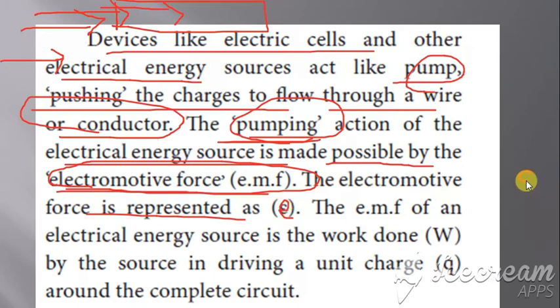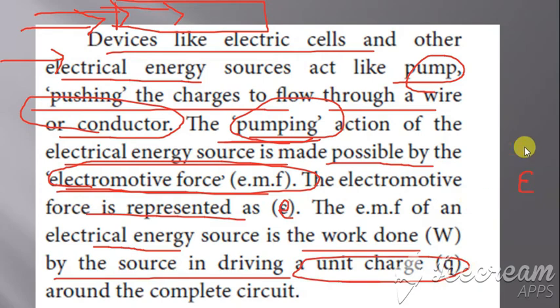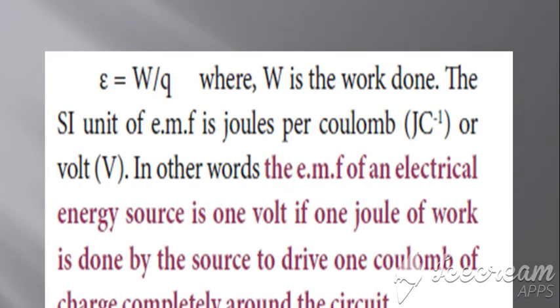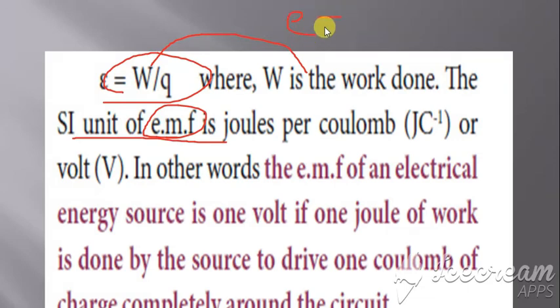Small e. The EMF is electrical energy, and it is the work done per unit charge. So E is given by the work done per unit charge: E is equal to W divided by Q. In this, W is the work done. And what is the unit of this EMF?